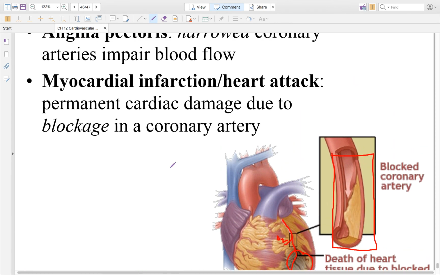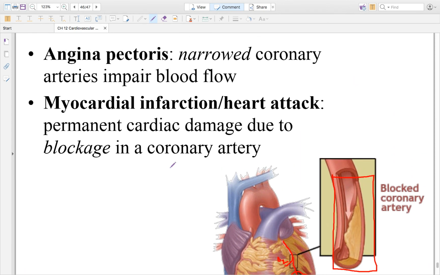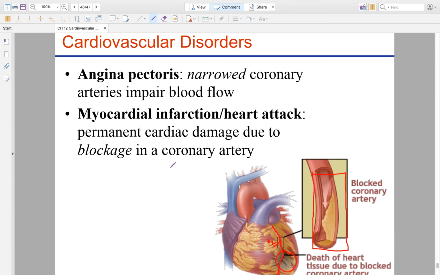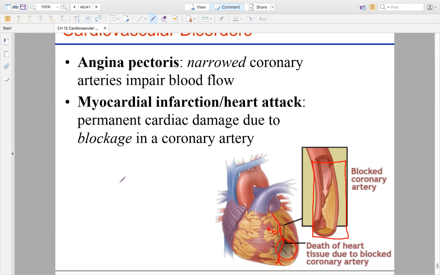That's one thing that is irreversible damage. Okay, so angina is not blockage. It's in fact when arteries are narrowed, the coronary arteries. Okay, full blockage. Now that's a different story.